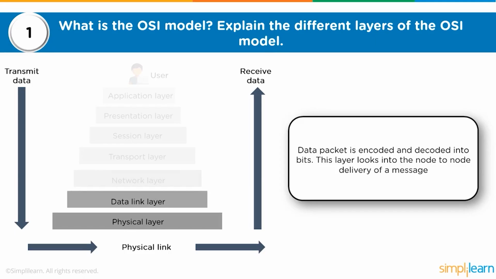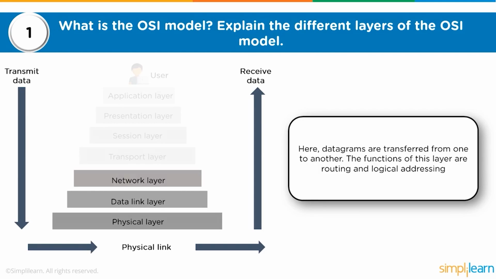Next comes the data link layer. On the data link layer, as far as networking is concerned, we just need to understand that the data packet is encoded and decoded into bits at this layer. This is also the layer that deals with MAC addressing. So the physical address of every network interface card, which is the MAC address, is utilized to route data packets over the network. This is where the MAC address resides, on the data link layer.